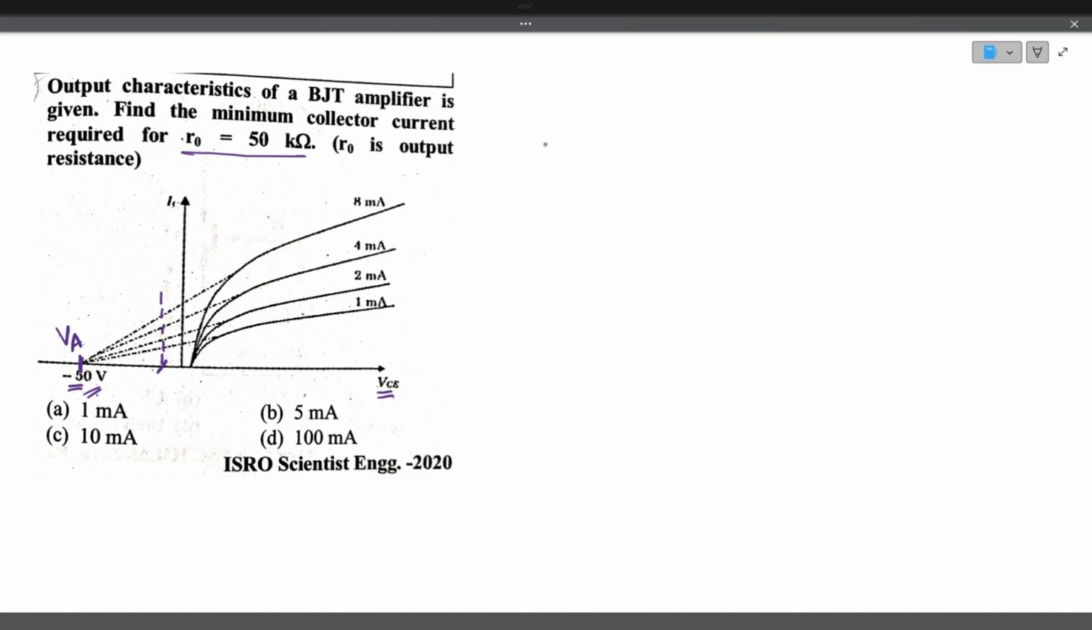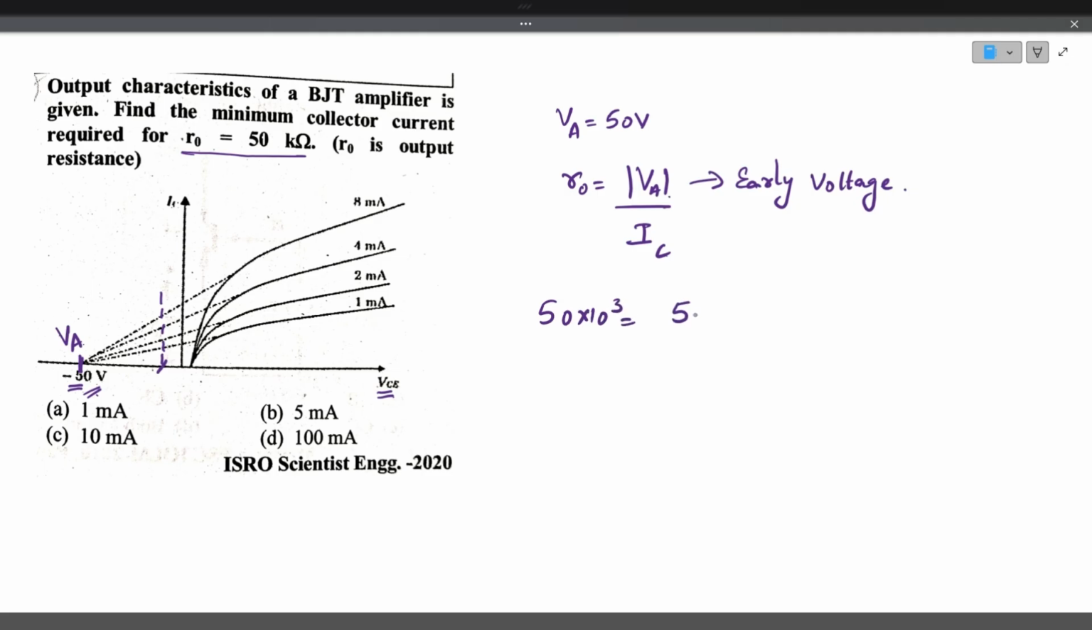We have got a formula here. The early voltage is equal to 50 volts, that is given. So the output resistance R0 is equal to the modulus of the early voltage VA divided by the collector current. The output resistance is given as 50 kilo ohms, the early voltage is 50 volts, divided by IC. Now the collector current IC is equal to 1 milliamp. So the answer is option A.